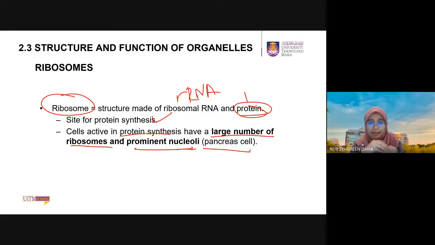Another function of the pancreas is to produce digestive enzymes, such as pancreatic amylase. You have other digestive enzymes produced by the pancreas, and all these enzymes are proteins. So the pancreatic cell is really active in producing protein, so that's why it has a prominent nucleoli to produce more ribosomes, so that more ribosomes can produce more protein for the cell.